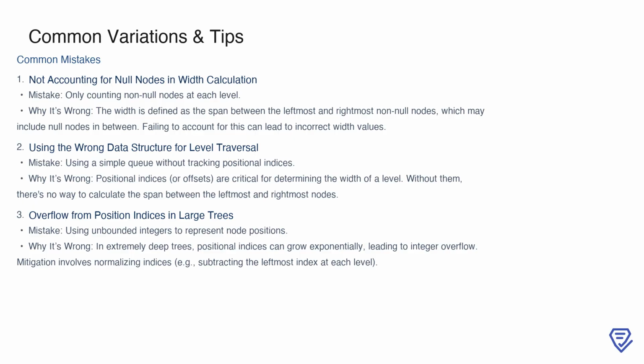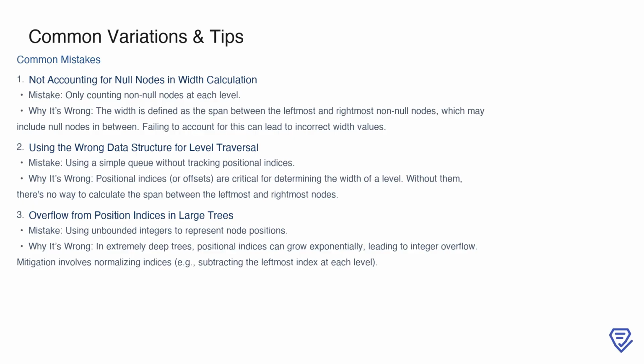The width of a level is defined as the span between the leftmost and rightmost non-null nodes, and this span can include null nodes in between. If you only count the non-null nodes, you'll get an inaccurate result. Another common mistake is using the wrong data structure for level traversal. For example, if you use a simple queue without tracking positional indices, you won't have the necessary information to compute the width of each level. Positional indices are crucial because they allow you to measure the distance between the leftmost and rightmost nodes.